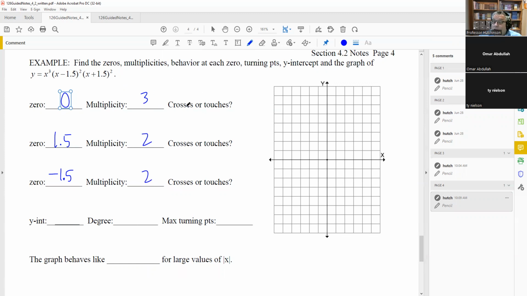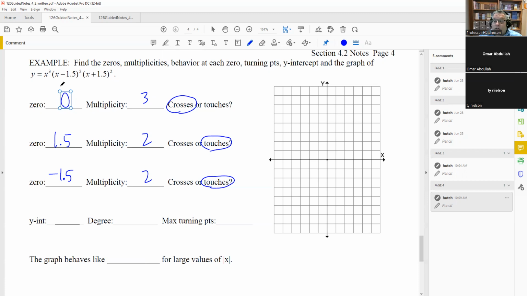If it has an odd multiplicity, it's going to cross, but because these other multiplicities are even, it's going to touch at those places. So where it crosses at 0, it's going to look like an x cubed graph, and where it crosses at these other decimals, it's going to look like parabolas. Okay, so we kind of have a little idea what the graph will look like ahead of time.